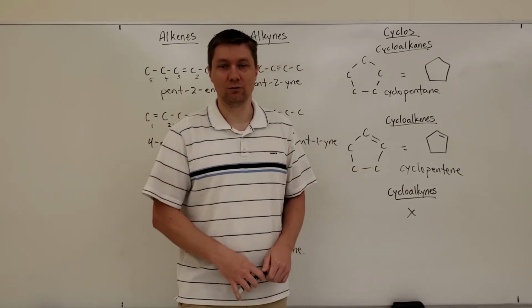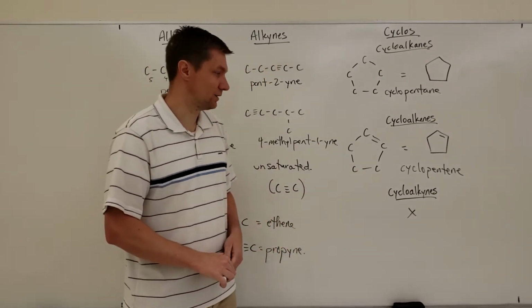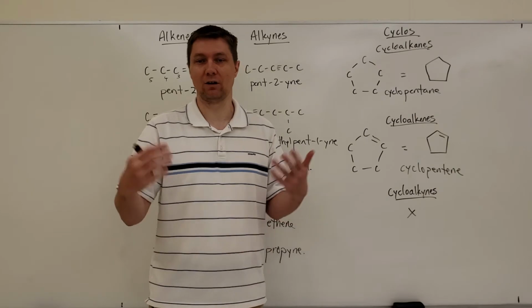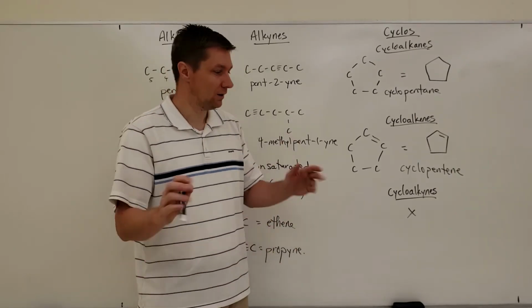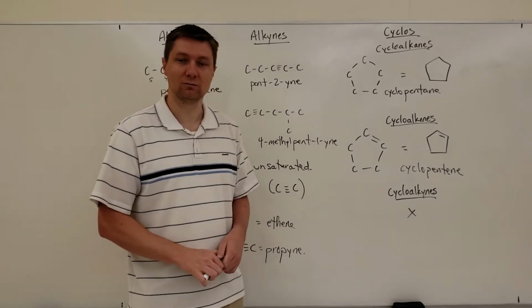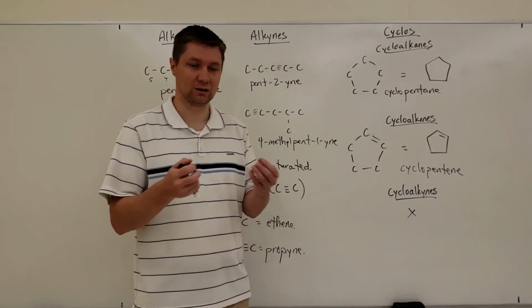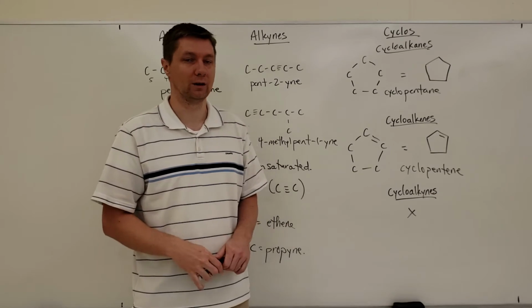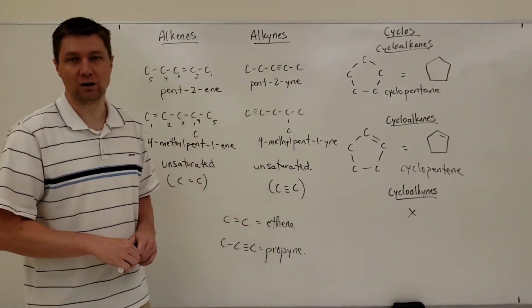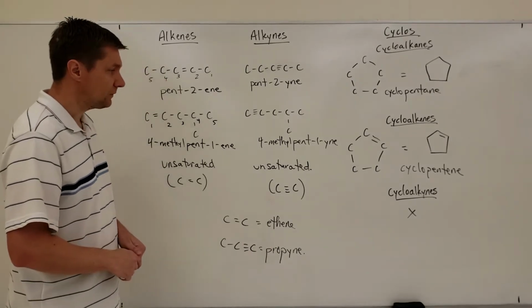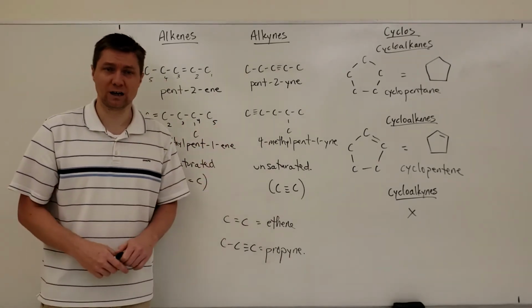Cycloalkynes, we just don't talk about those. They're really hard to make if they even are made at all. And so for Chem 30, just say they don't exist, and we don't bother with those. There's no such thing as a cyclo compound with a triple bond in it. It's too hard, puts too much stress on the molecule, and it can't hold. So that's the naming rules for these guys.